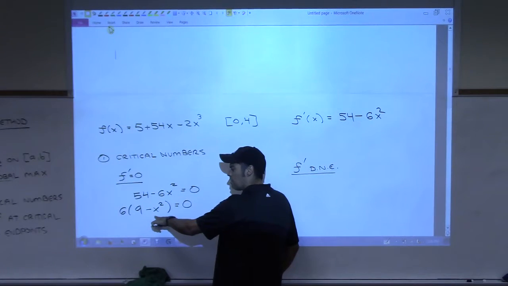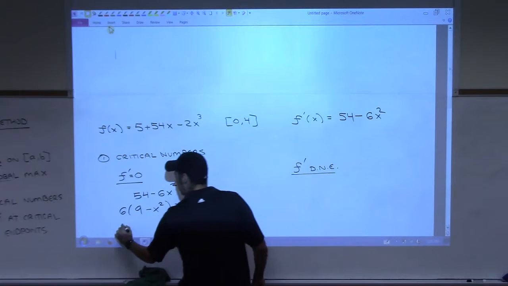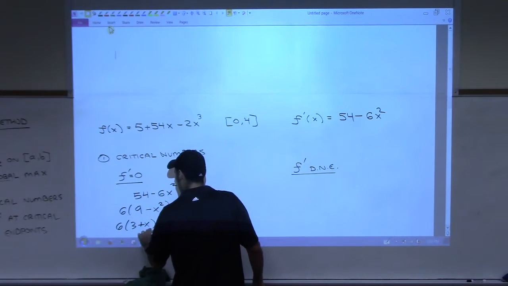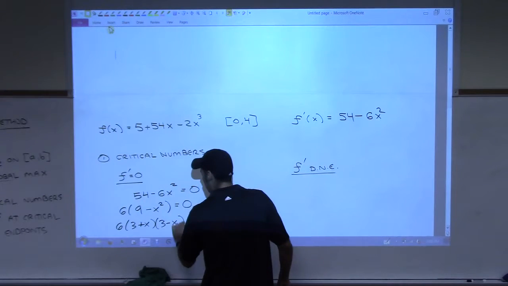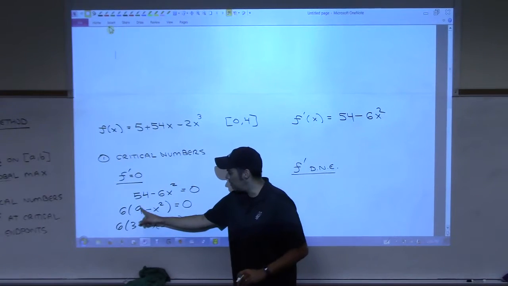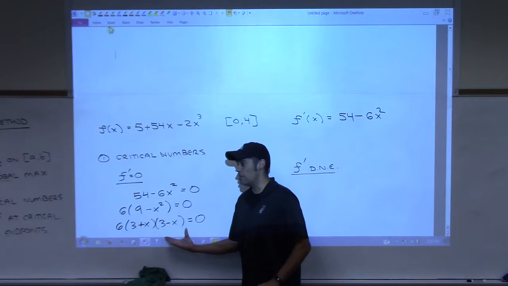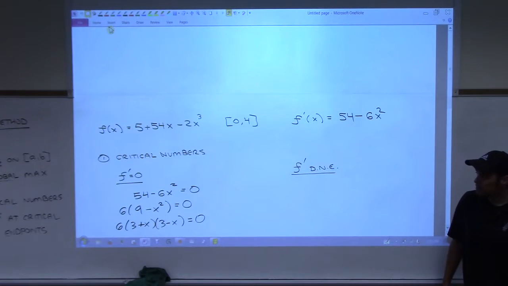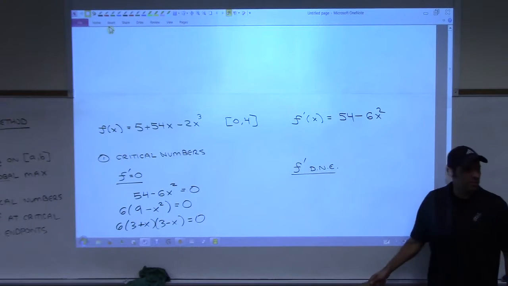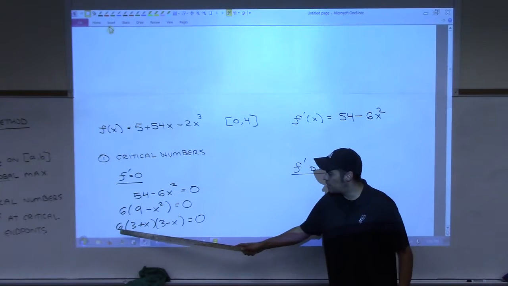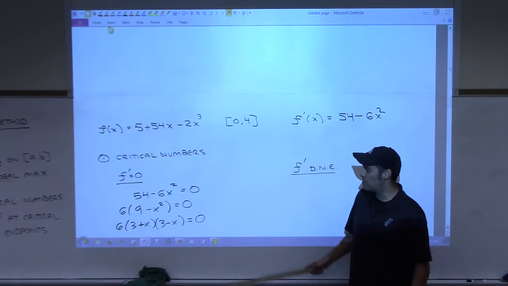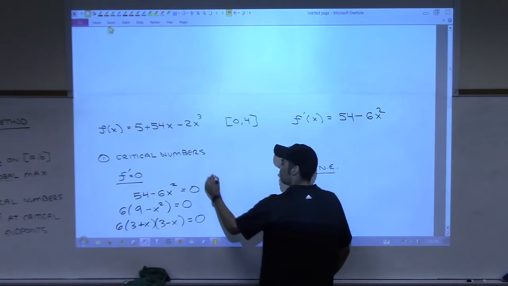Well, this is a difference of squares also. You can do the difference of squares without having to factor out a negative. It's something squared minus something squared. So you can still do this, right? That's fair? And now you set each factor to 0. So you set 6 equal to 0, which will never happen, right? Set that to 0, that to 0. So we get 2 answers, don't we? 3 and negative 3?